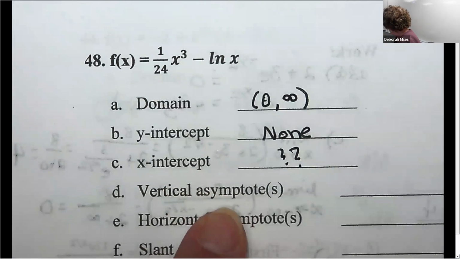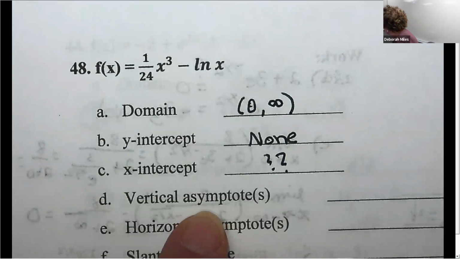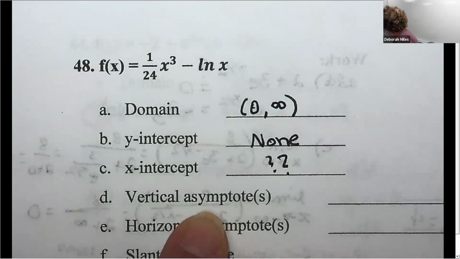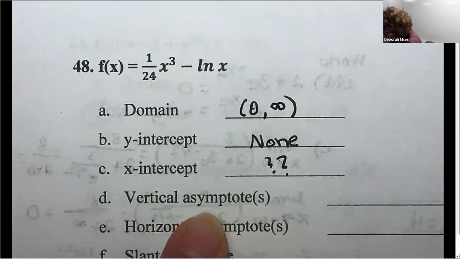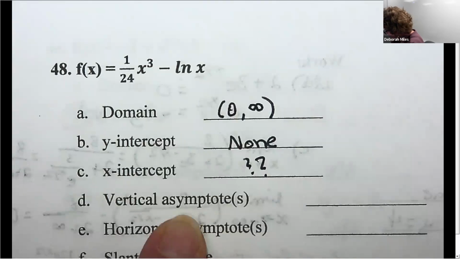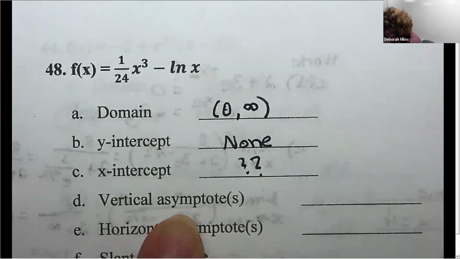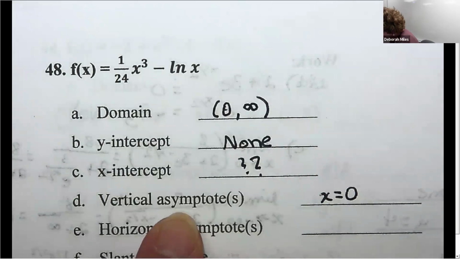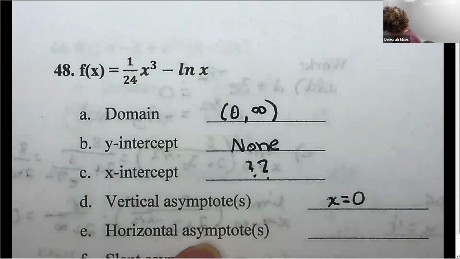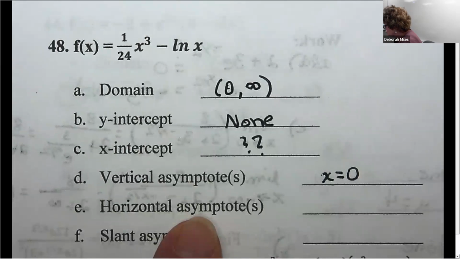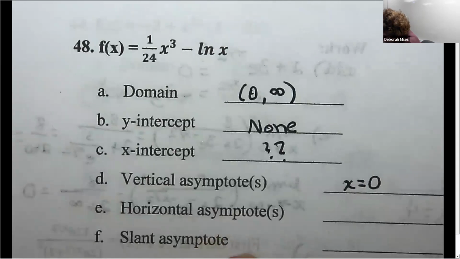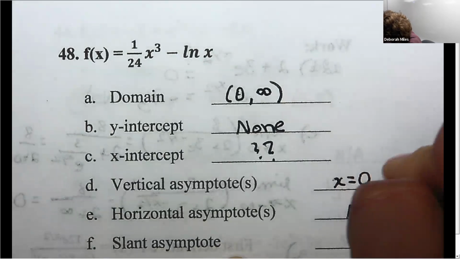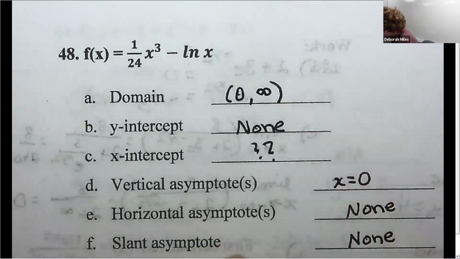What about vertical asymptote? We know natural log has a vertical asymptote at 0. That's not just a discontinuity. That's as far as I can go to the left. Actually can't go to 0. So the vertical asymptote would be x equals 0. The natural log functions have horizontal asymptotes. No. Natural exponential functions have horizontal asymptotes. What about slant asymptotes? No, no slant asymptote.